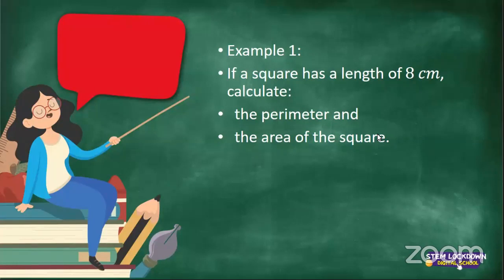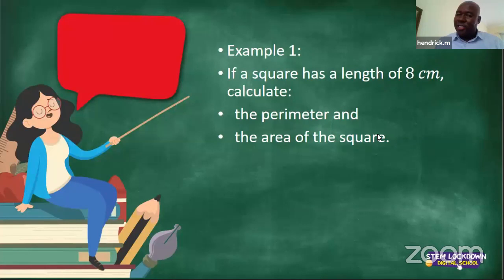So I would say the area of the square is... The area of the square is? I would say it's 32.